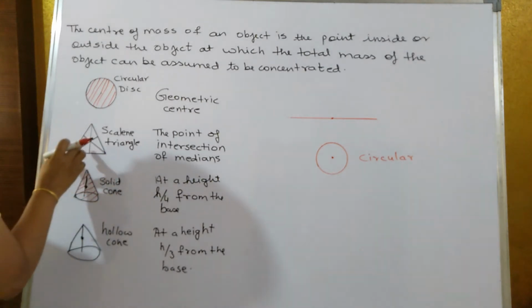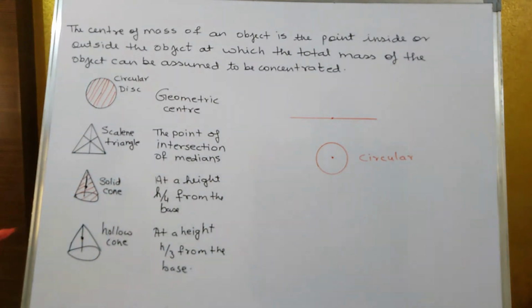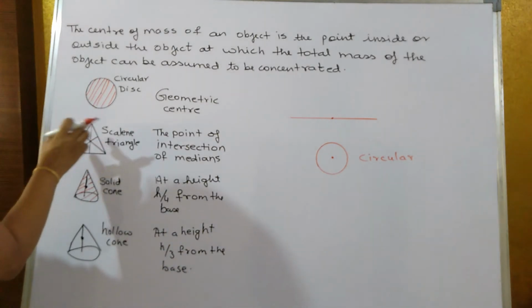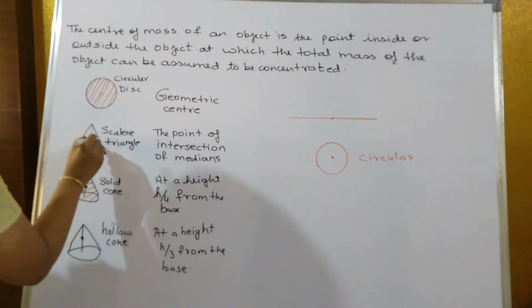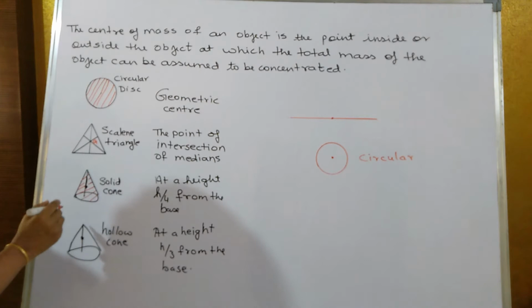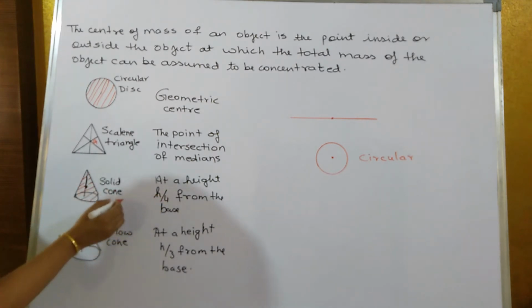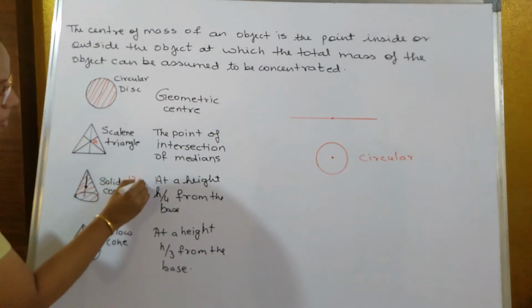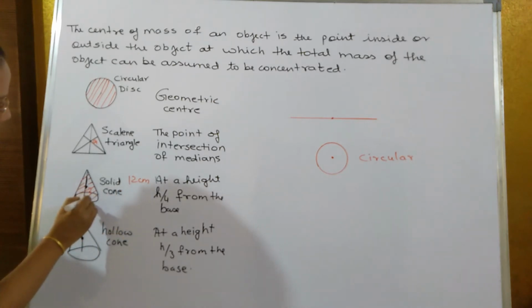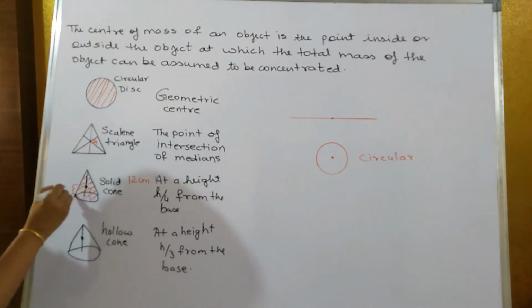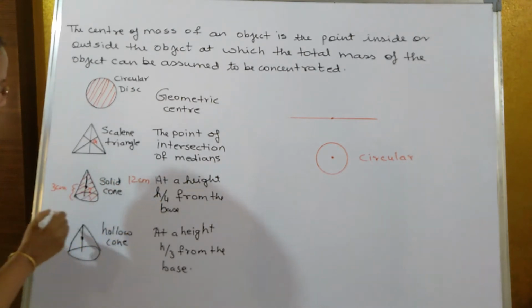For a scalene triangle, the center will be where all the medians meet. And in the case of a solid cone, it will be h upon 4. Suppose the height is 12 centimeter, then 12 upon 4 is 3 centimeters. So this distance will be 3 centimeters. When I divide 12 by 4, I get 3 centimeters.